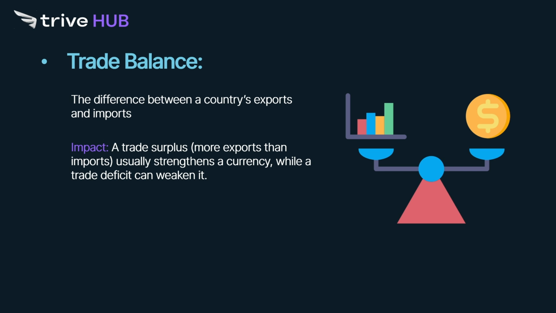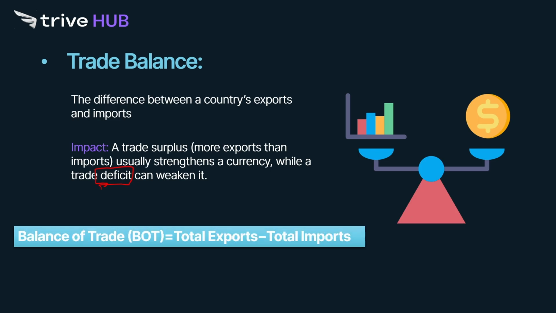Alright, so let's see the impact. A trade surplus. Surplus means the exports are higher than imports. That usually strengthens the country's currency, while a trade deficit means we are short, meaning our imports are very high, that can weaken it. So this is just a simple formula: total export minus total import, and you will get the balance of trade data. This is also published periodically, so keep track of these with the help of economic calendars.